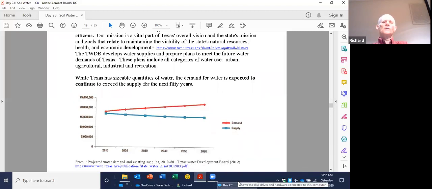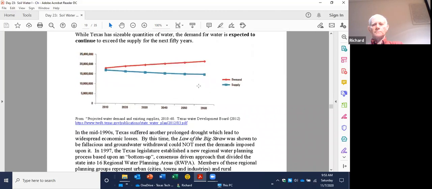Why is the demand going up? Demand is going up because we have greater and greater numbers of people. Supply is going down because water is consumed from the aquifers as we pump them. So the problem that we have in 2020 is worse than it was in 2010, but it will be significantly less than it will be in the future.